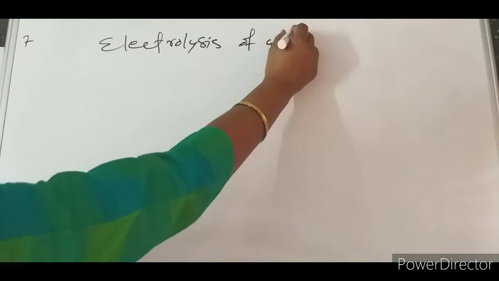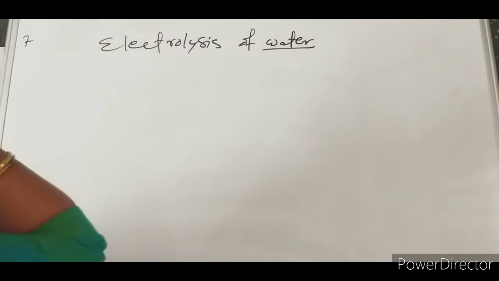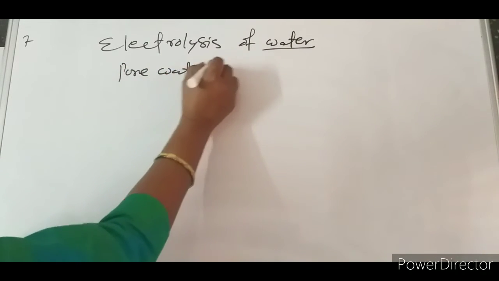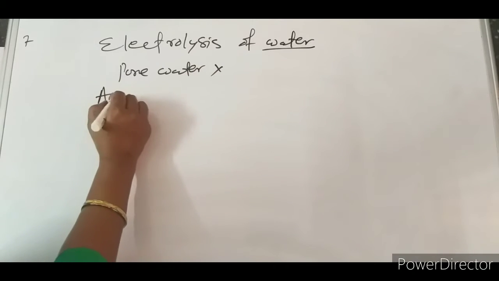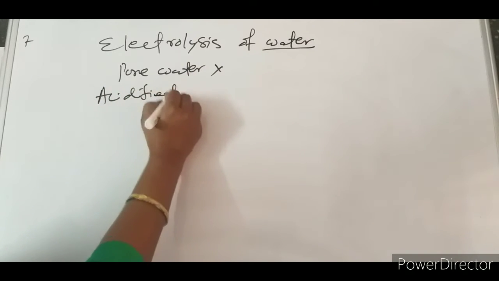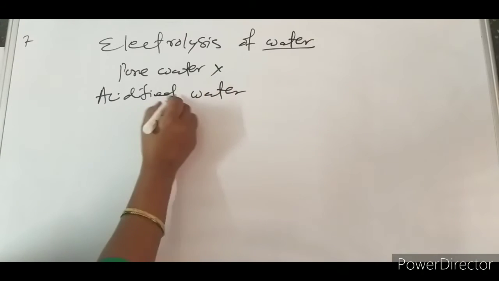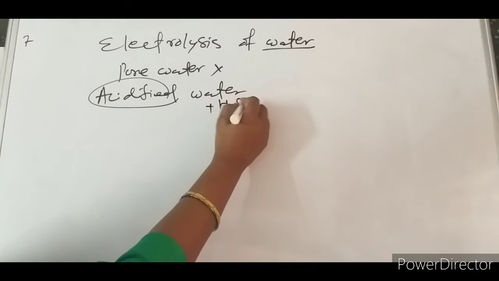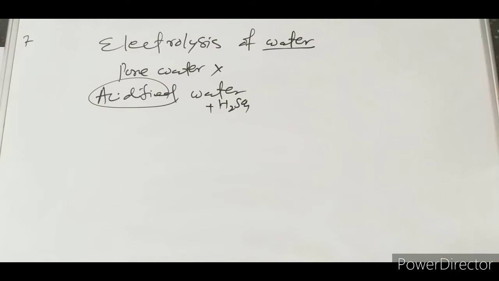Electrolysis of water. When we take water, it is not pure water. Pure water cannot be taken. Here we have to take acidified water. What does acidified water mean? With water, a few drops of sulfuric acid can be added to make it acidified.